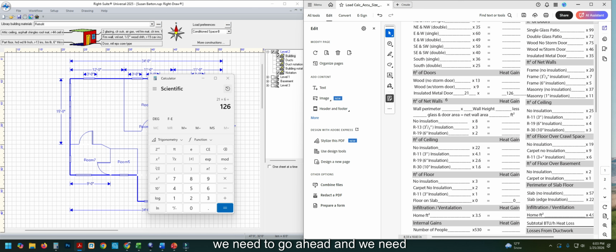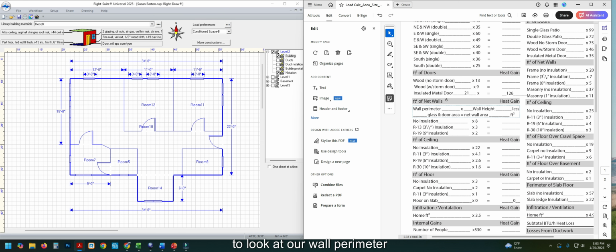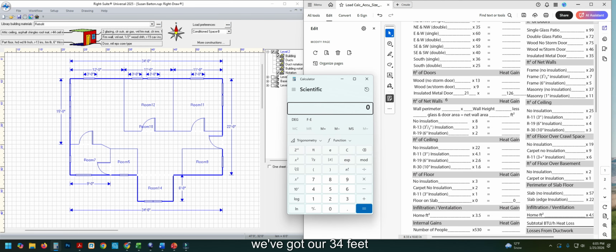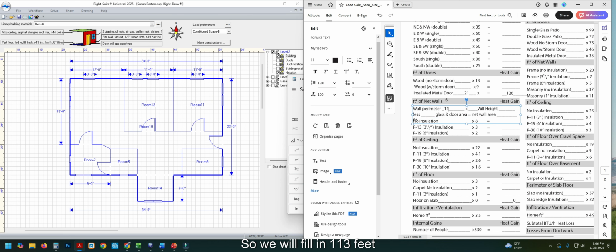Next, we need to look at our wall perimeter. We've measured out our entire home, so we have the values that we require, and we're going to add up all the values. In this case, we've got our 34 feet starting on the north wall plus our 22, then we have our 6 plus our 8 plus our 6 plus 15 plus 22. That gives us a perimeter of 113 feet. So we will fill in 113 feet. We will say that the ceiling height is 8.